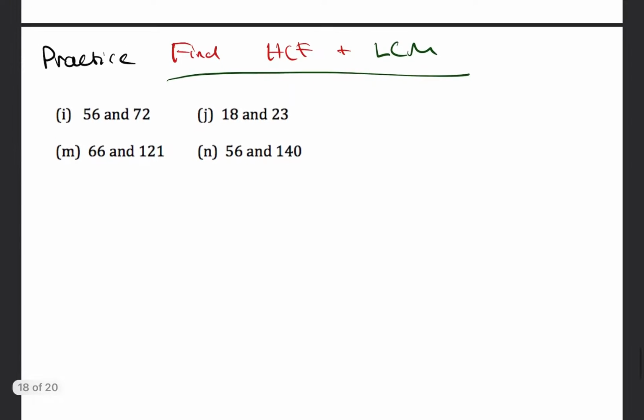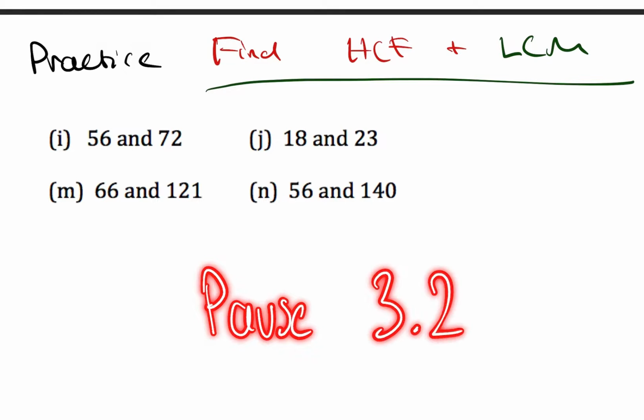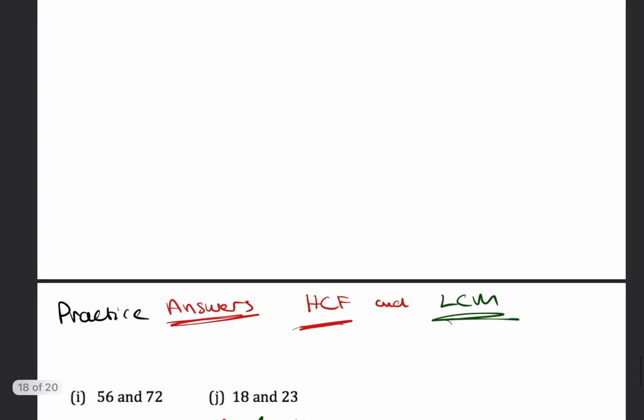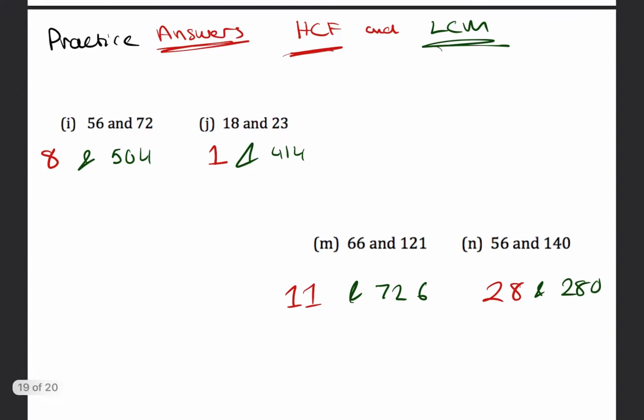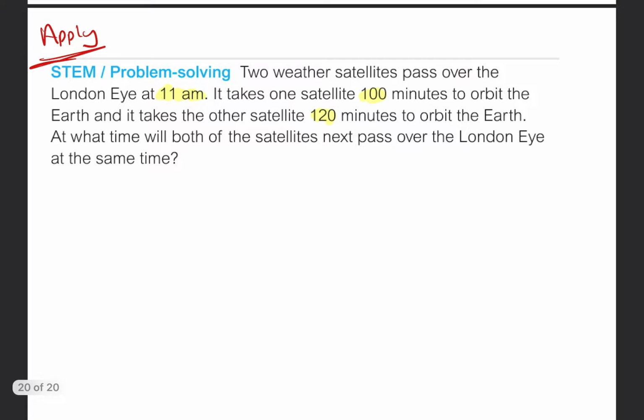Okay, practice questions, you've got 4 of them, highest common factor, lowest common multiple. Okay, pause it here. And then in 3, 2, 1, oh sorry, the answers, here you go. And then last but not least, Charlie's question here, application. So what's it asking here? Two weather satellites pass over the London Eye at 11 AM. You go around the world, one is 100 minutes, one is 120, and when will they next cross over?